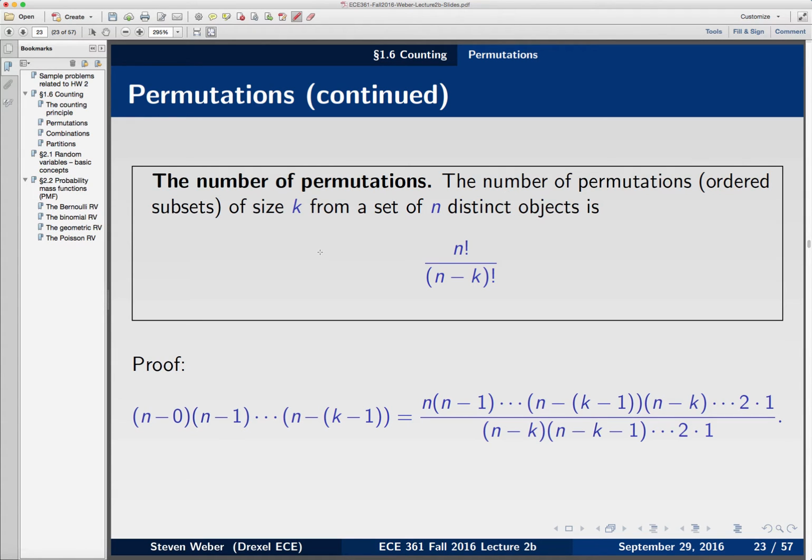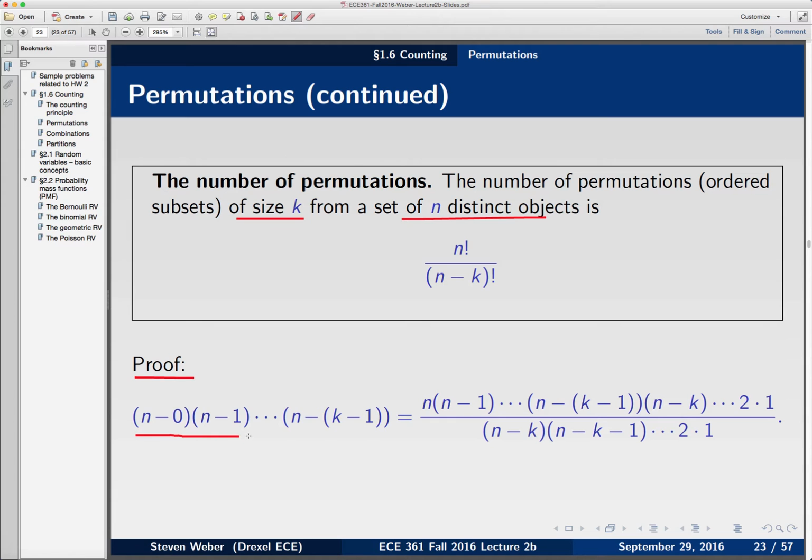A more concise way of recording the number of permutations is the following. The number of permutations, or ordered subsets, of size k from a set of n distinct objects is the ratio of n factorial over n minus k factorial. And the proof is a simple one-liner.